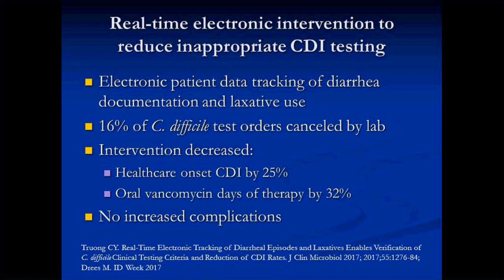The intervention decreased healthcare onset CDI by 25%, decreased oral vancomycin days of therapy by 32%, and there were no increased complications. So I would say again that this suggests to us that C. diff is very much like catheter-associated UTI. A lot of the cases that we are diagnosing as healthcare-associated C. diff infection, in reality, are probably patients who are asymptomatically colonized. Same thing with having a Foley catheter. And the way we're going to have to address this is by changing the way we do testing. Testing stewardship is the main approach here.